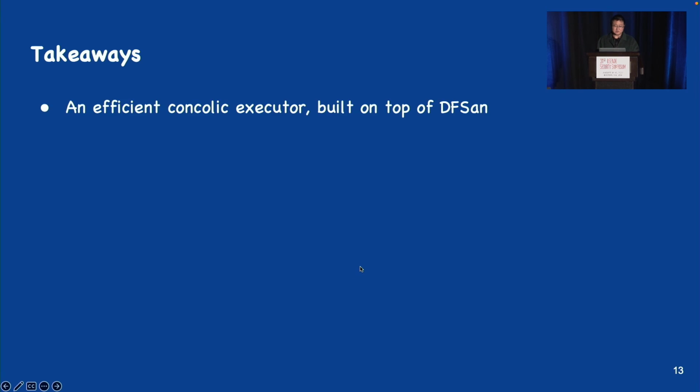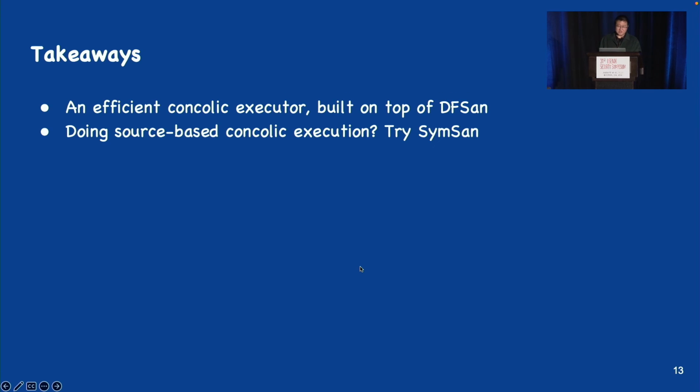Next I want to talk about several takeaways. First of all, SymSAN is a very efficient concolic executor. It's built on top of DFSAN. And if you are trying to do source-based concolic execution, you should at least try our tool, which I believe has near optimal performance among all the source-based concolic executors.